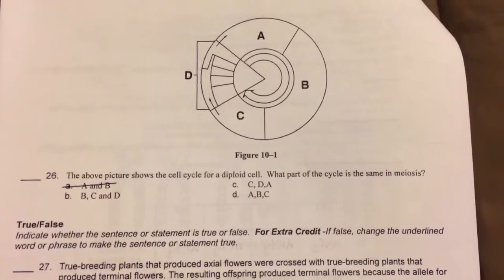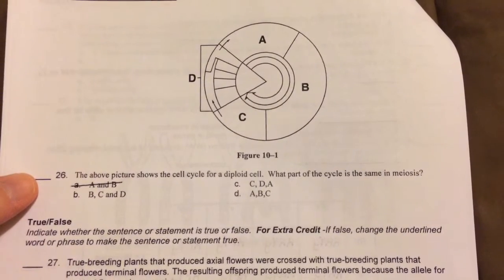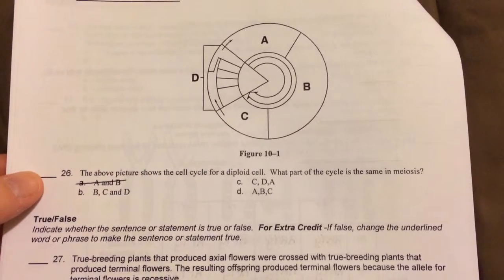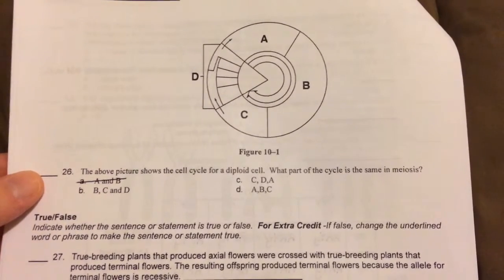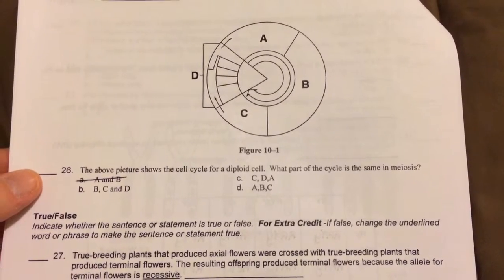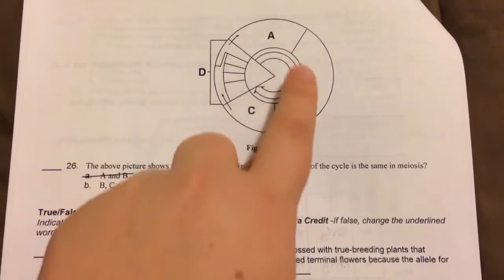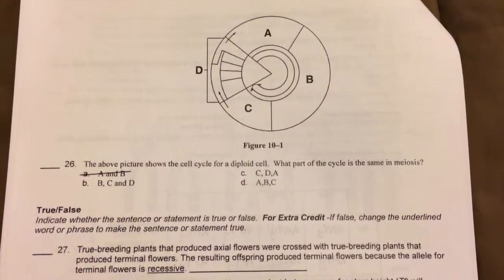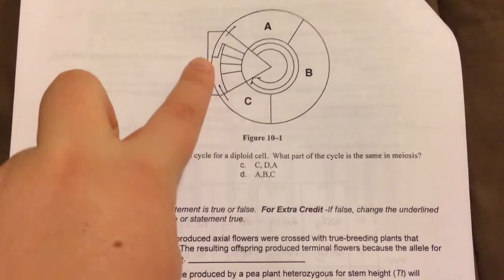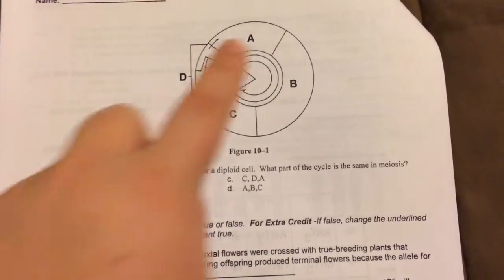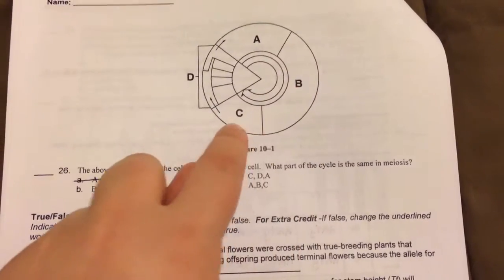Number 26. The above picture shows the cell cycle for a diploid cell. What part of the cycle is the same in meiosis? B, parts B, C, and D. C, parts C, D, and A. Or D, parts A, B, and C.